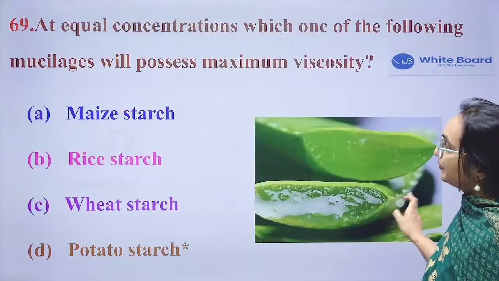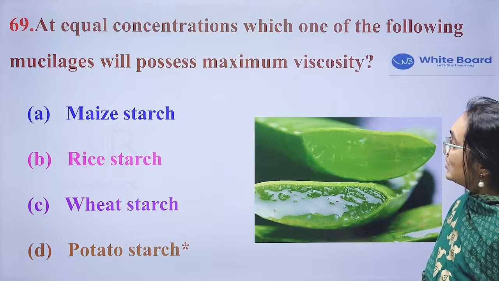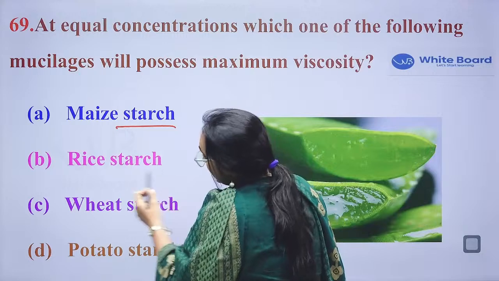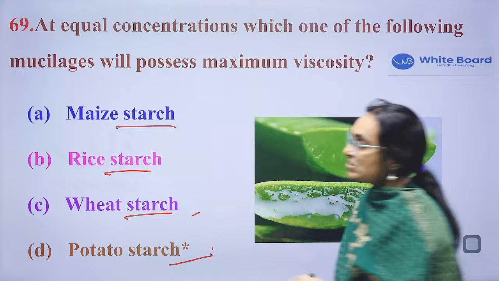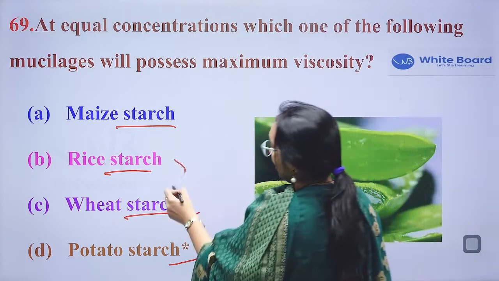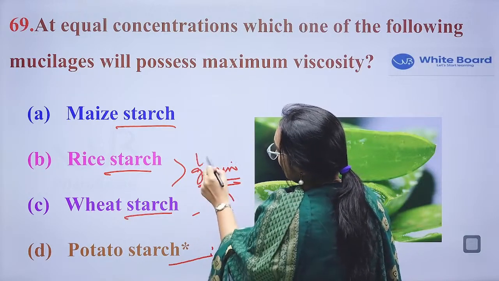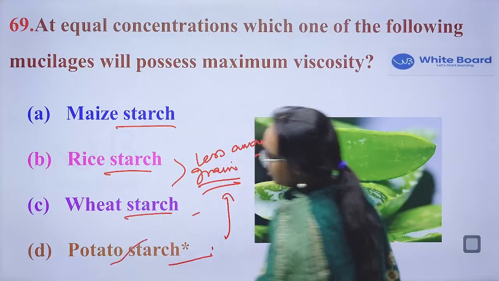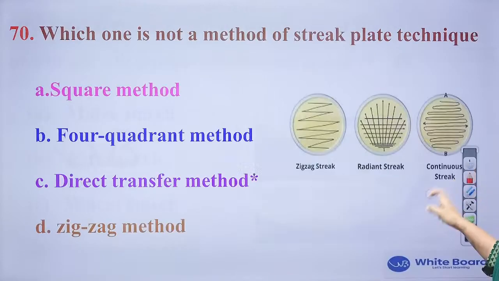Option here is C. Next, at equal concentrations, which one of the following mucilage will possess maximum viscosity? Maize starch, rice starch, wheat starch, potato starch. So, the maximum amount of starch is present in wheat and grains rather than the potato, which has lesser amounts of starch. Here the maximum amount is seen in potato starch. Option here is 69D. Next question.